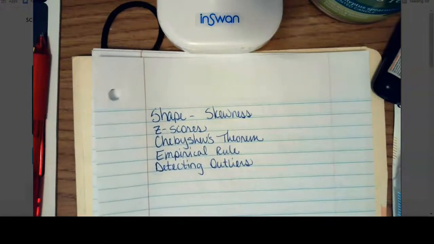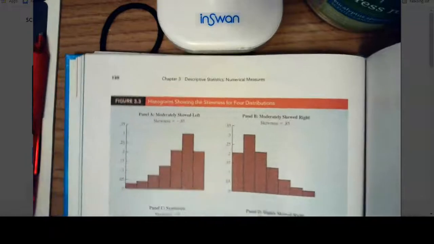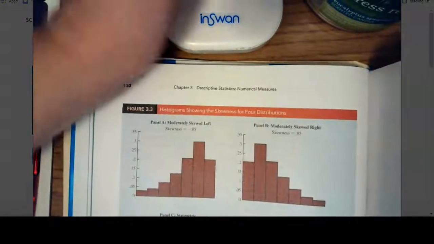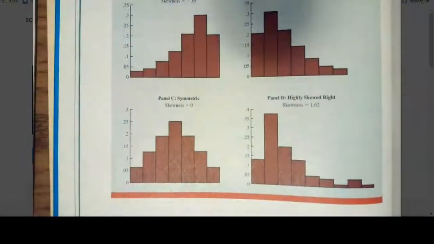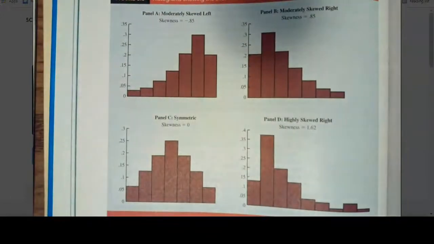So I'm going to actually show you the textbook. I know it's kind of weird. All right, so what I want to look at is these 4 histograms that we've got. Pardon me while I play with this. There we go. All right, so we've got 4 histograms. So I've got this one, and this one, and this one, and this one, the 4 histograms.